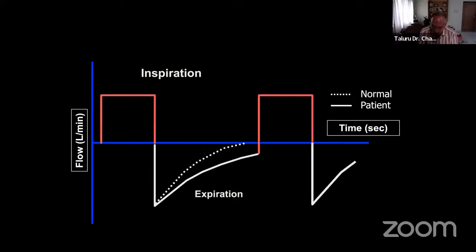Can somebody type what is the problem here? Not only the diagnosis. What is it? What are you seeing in the expiratory phase? Can somebody type?